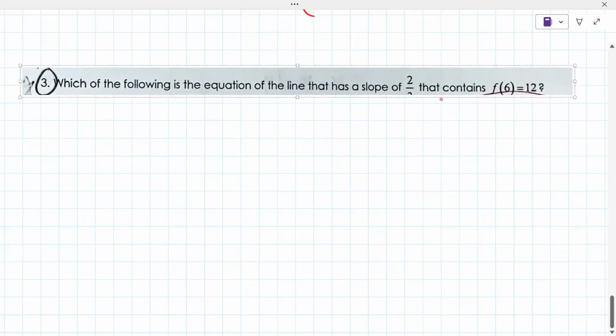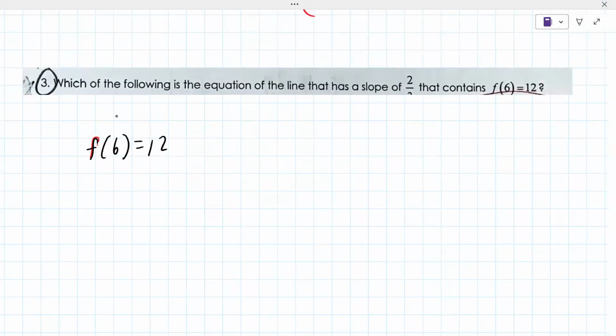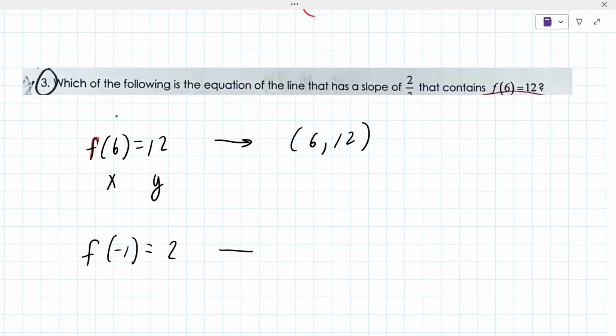Yeah, I can see it. So this whole f of 6 equals 12, you have to recognize what's x and what's y to produce an ordered pair. So it's the ordered pair 6 comma 12. That's really important. If I tell you it's f of -1 equals 2, that corresponds to -1 comma 2. That's an ordered pair.